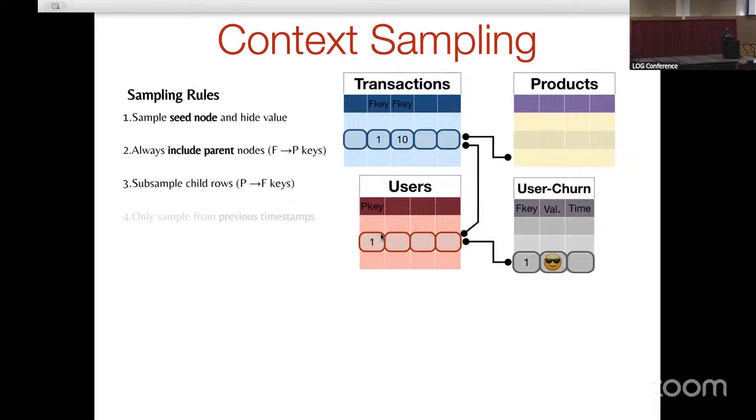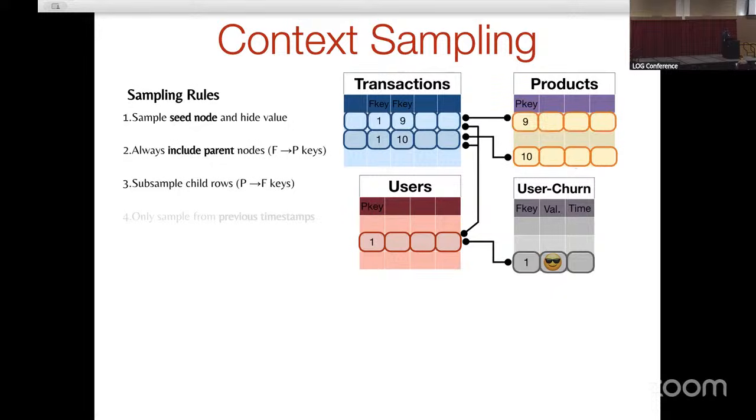So we can include the tokens or the cells of this particular row in our context. But remember, we also said that we are always including parent tables, foreign to primary keys. Since we sampled this row and this set of tokens in our context, we necessarily need to add the tokens or the row from the parent table, and the transaction table has two parent tables, one in products and one in users. So automatically we add this products row into our context.